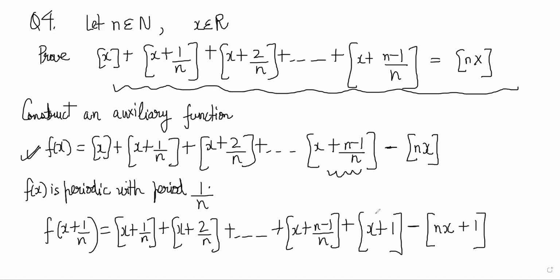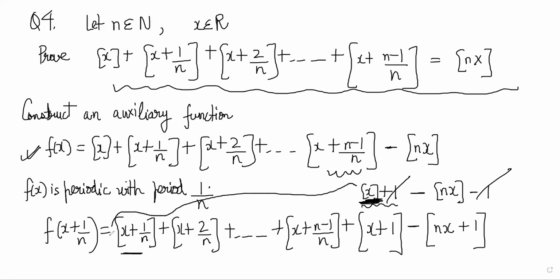Now notice that this term can be split as GIF of x plus 1, and this term can be written as minus GIF of nx minus 1. So the plus 1 and the minus 1 get cancelled, right? And notice that the GIF of x has appeared again, which was missing from the first term. So this GIF of x can be written in the beginning of the row of terms, and you are getting f of x plus 1 by n is GIF of x plus this till here minus GIF of nx, right?